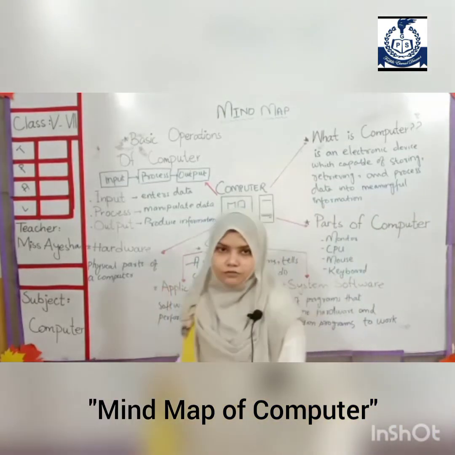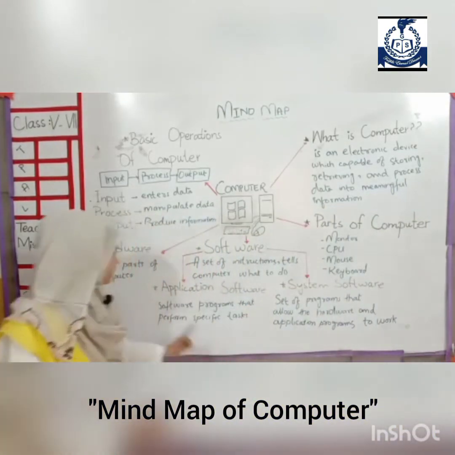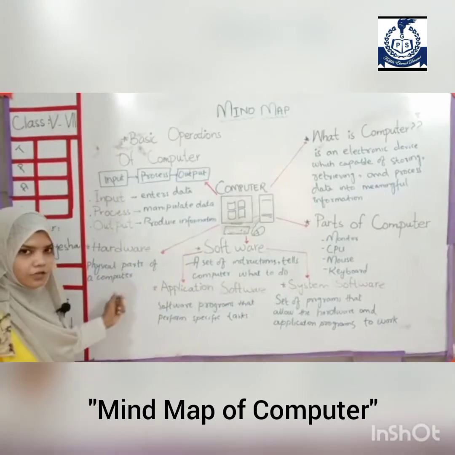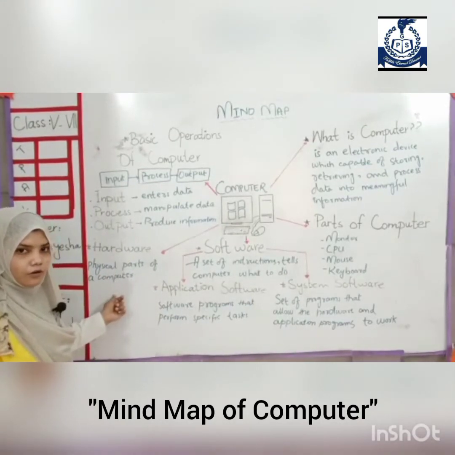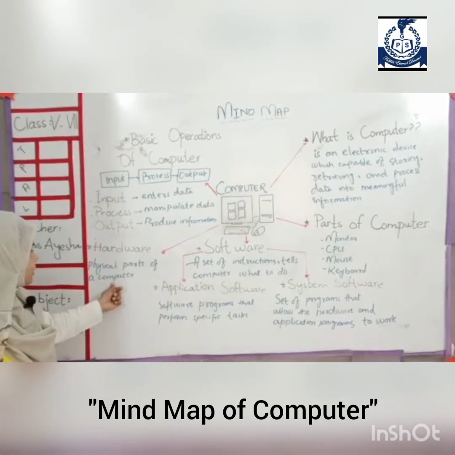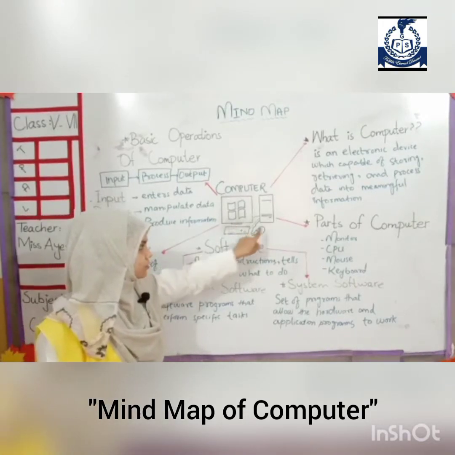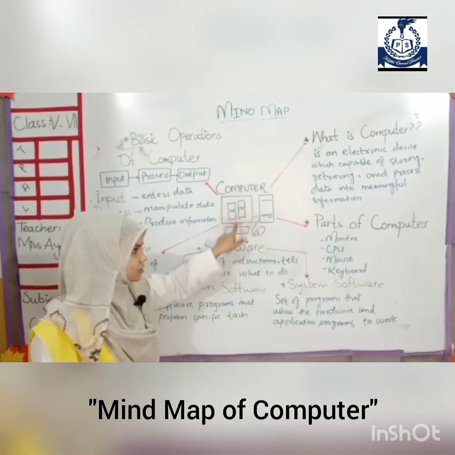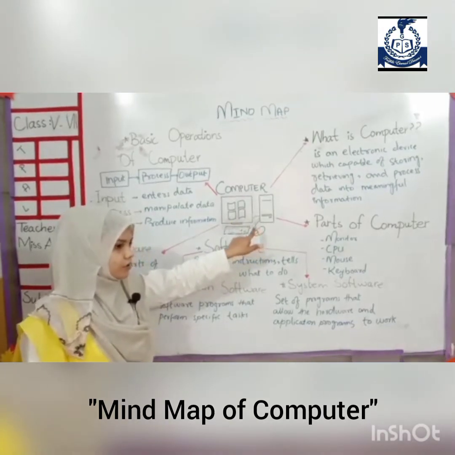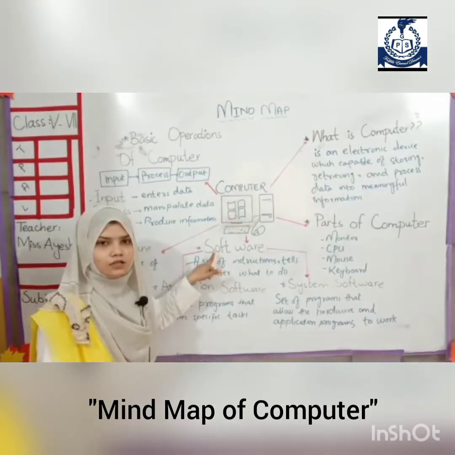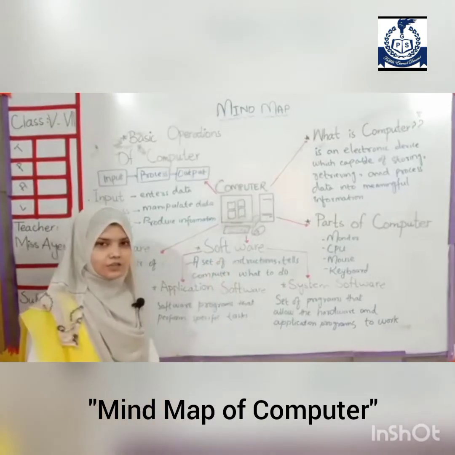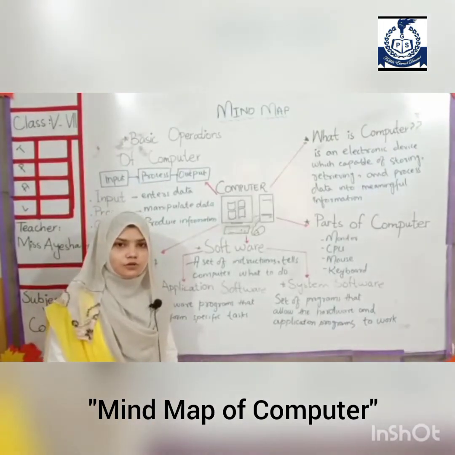Next is hardware and software of a computer. Hardware are physical parts of a computer, or we can say physical equipment of a computer. Physical parts of a computer are monitor, CPU, mouse and keyboard. These all are the physical equipment of a computer. Software, a set of instructions that tells the computer what to do.